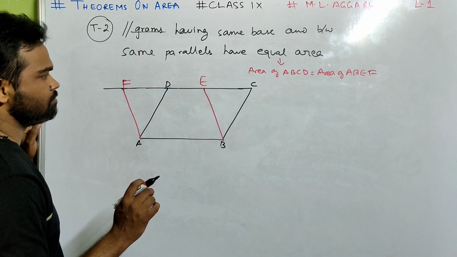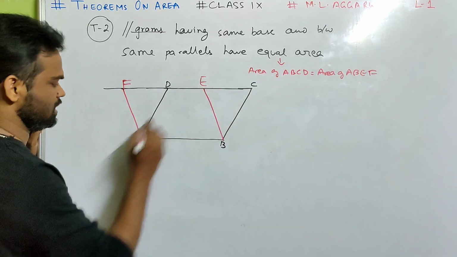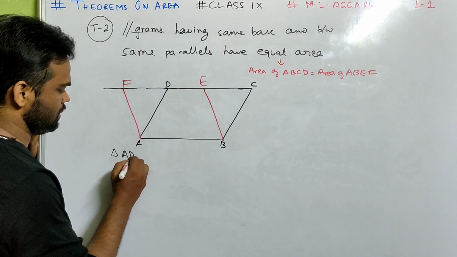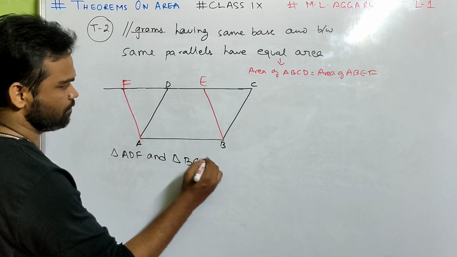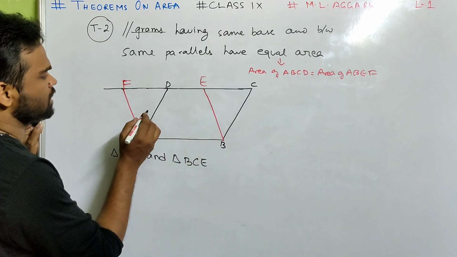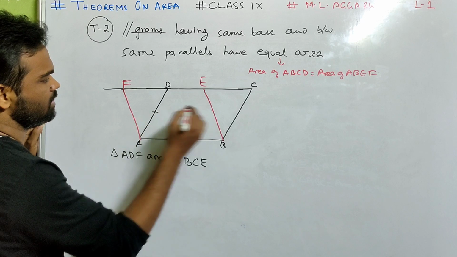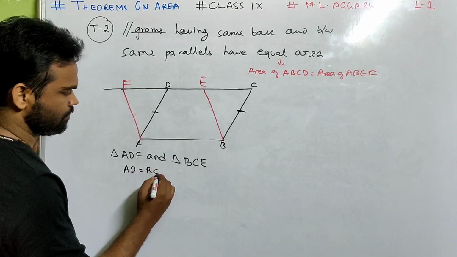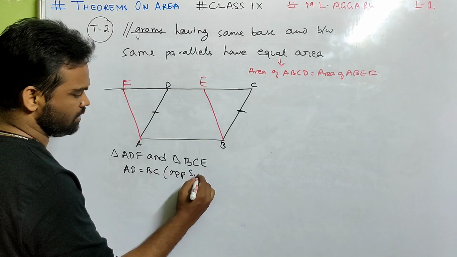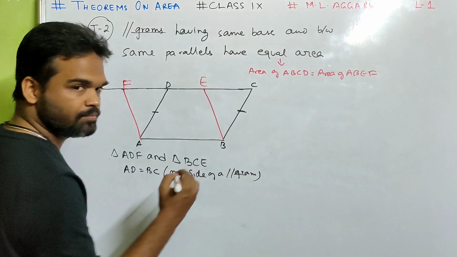Now, look at these two triangles, ADF and BCE. Triangle ADF and triangle BCE. First thing, AD and BC will be the same, isn't it? AD equals BC, opposite sides of a parallelogram. So they have to be equal, isn't it?